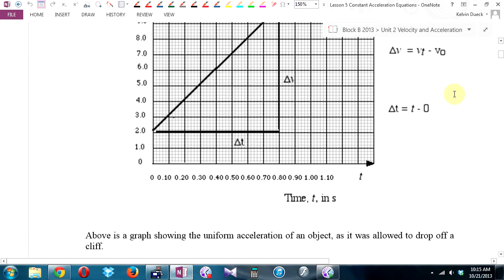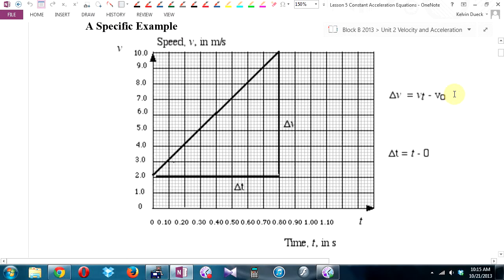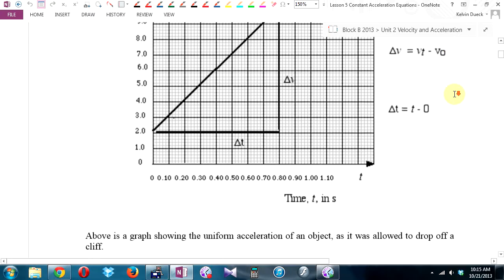Above is a graph showing the uniform acceleration of an object as it was allowed to drop off a cliff. The reason I called it speed is that eventually, if you're heading down, we're almost always going to call that negative. I just didn't want to do a big negative, scary-looking graph. I wanted to do a positive graph. So read along with me.